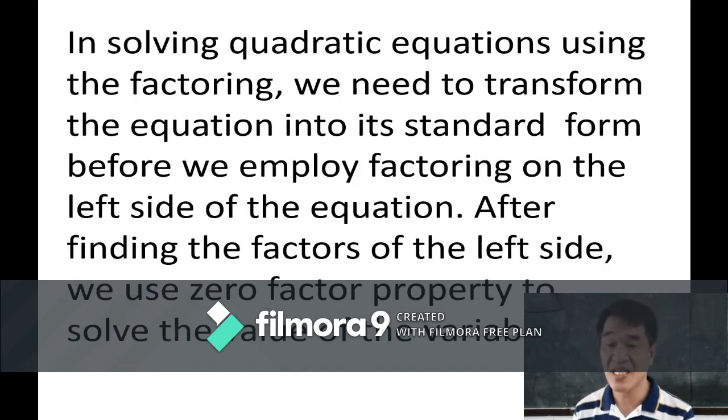And in solving quadratic equations using factoring, we need to transform the equation into its standard form before we apply factoring on the left side of the equation. After finding the factors of the left side, we use the zero factor property to solve for the value of the variable.